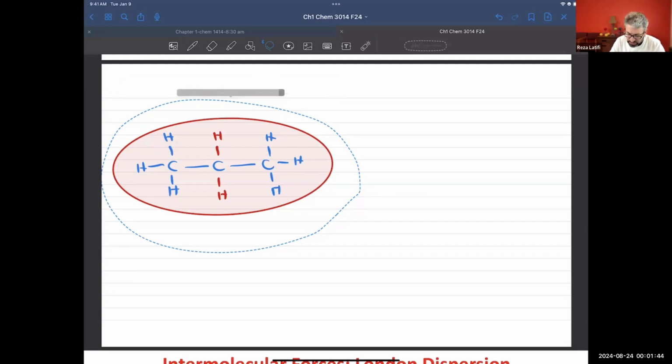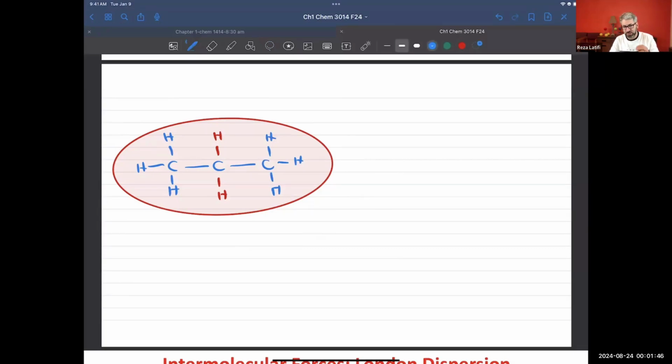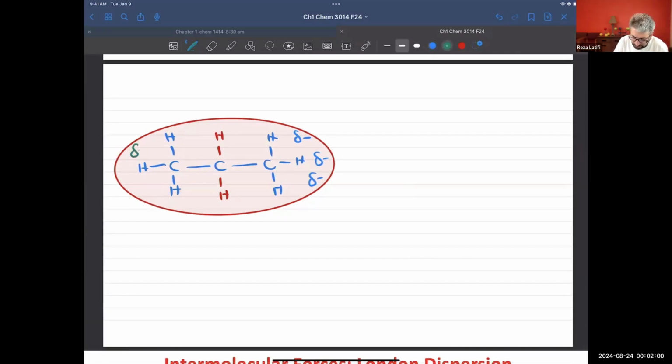So I got an uneven distribution of electrons. Let's say we got negative charges here. That means the electrons happen to be on the right side. So what will happen on the left side? I'm going to have some positive charges. So here I got negative charges, there we got positive charges. Can I have such a distribution inside another neighbor molecule?